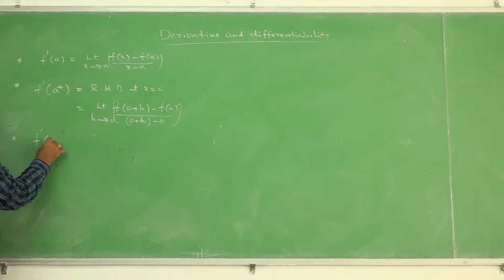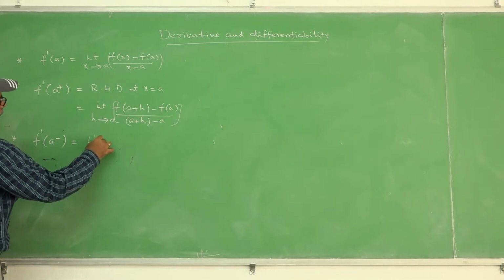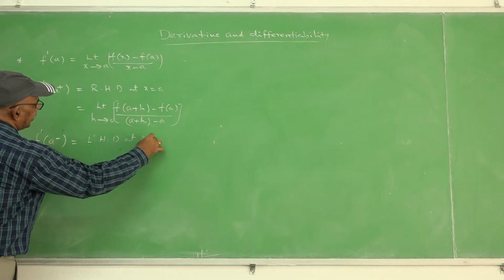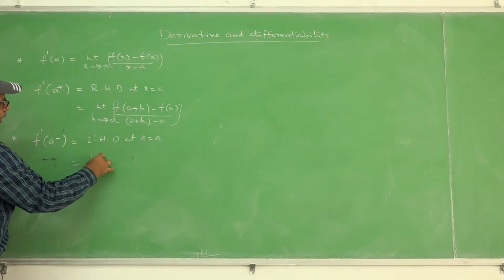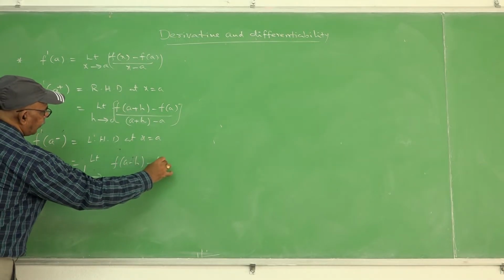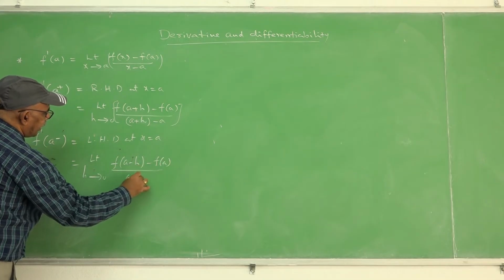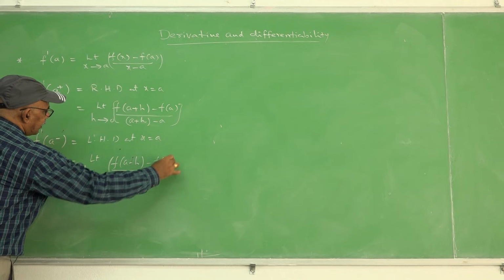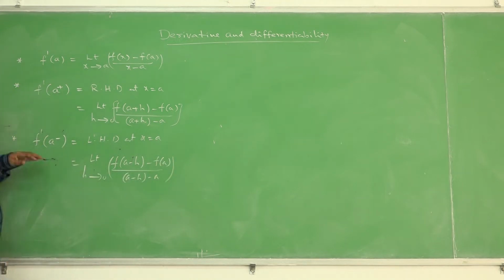Similarly, the left hand derivative at a, defined as f dash of a minus, at x equal to a, is also a limit as h goes to 0, f of a minus h minus f of a by minus h. This is the left hand derivative of f at a. Once the right hand derivative and left hand derivative exist and are equal, the function is said to be differentiable. So, that is the point.